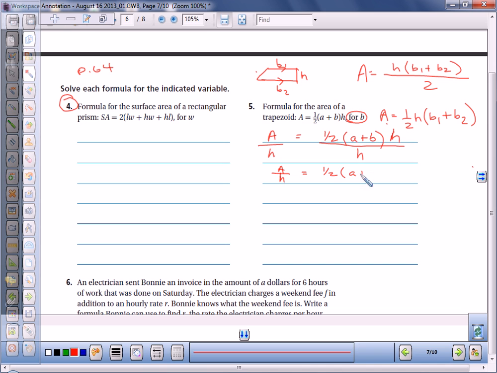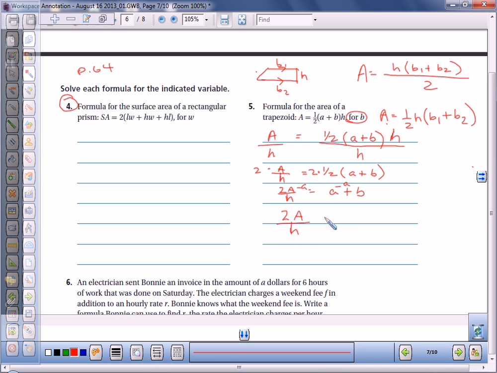Okay, now how do we get rid of the 1/2? Multiply by 2. So this gives us 2A over H is equal to A plus B. And now we want to solve for B, so we're going to subtract A. Now, we have a capital A and a lowercase a. Do you think they represent the same thing?